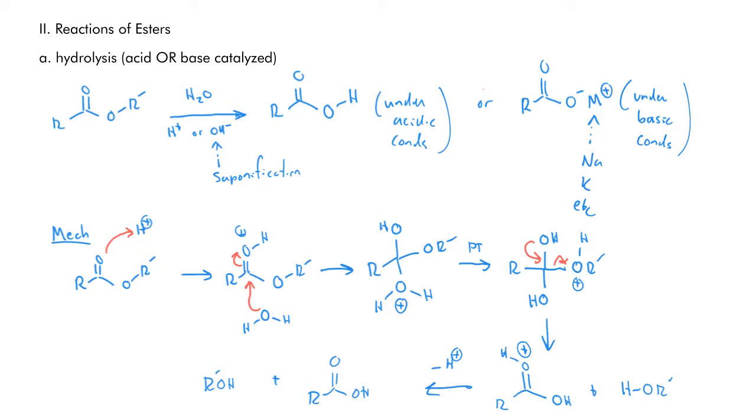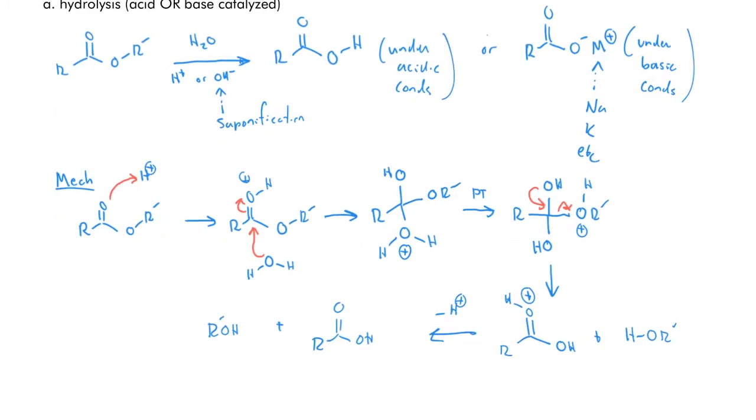Let's now do the base catalyzed hydrolysis mechanism. So just like in the acid catalyzed mechanism, we're taking an ester and we're hydrolyzing it. But under basic conditions, we have hydroxide, which is a great nucleophile. We don't actually need to activate the carbonyl. So we get direct nucleophilic addition to that carbonyl carbon. And now we have a tetrahedral intermediate that has a negative charge.